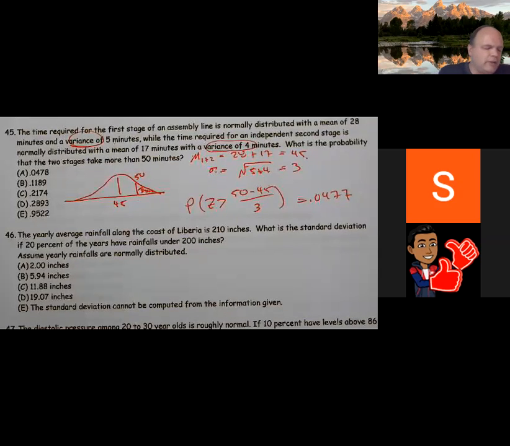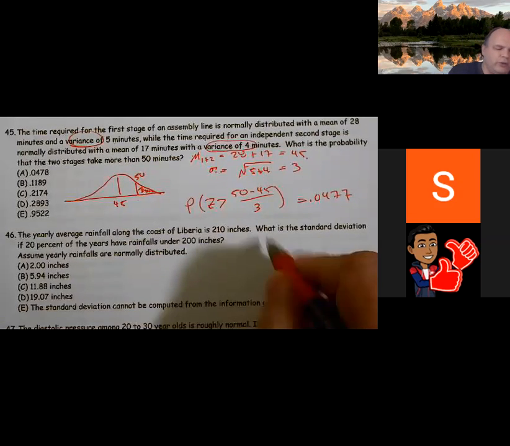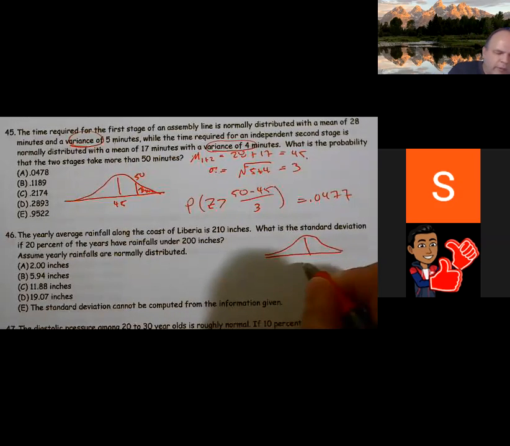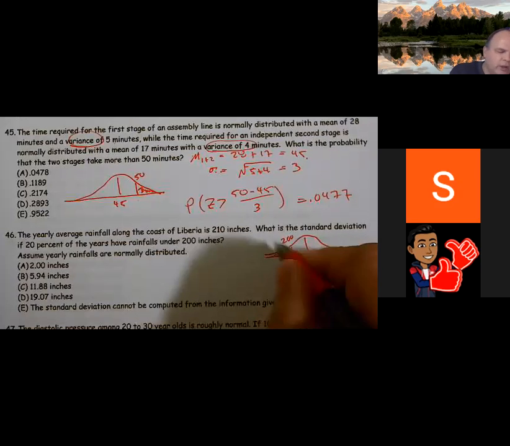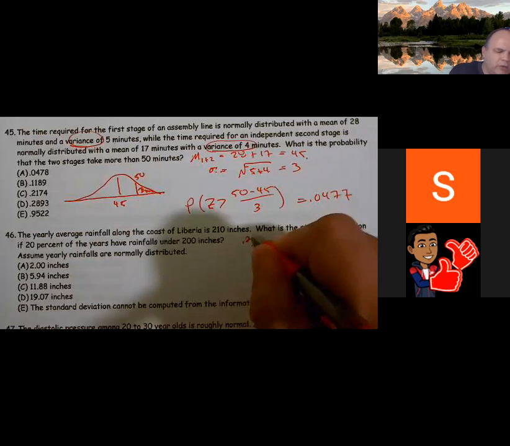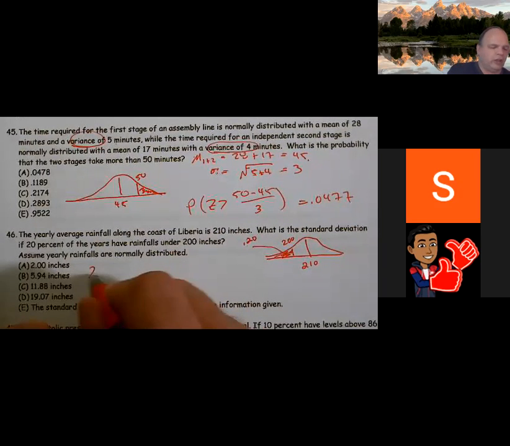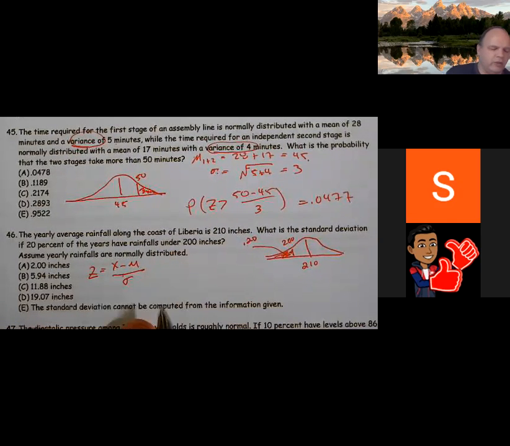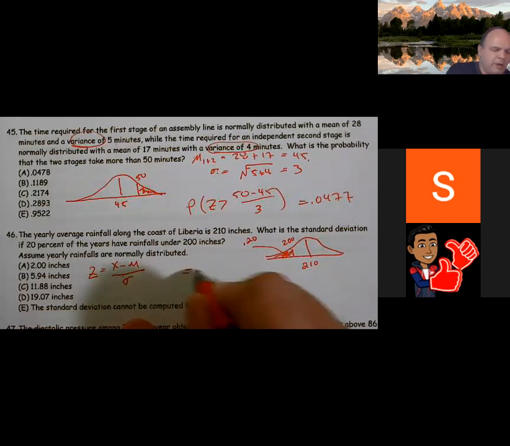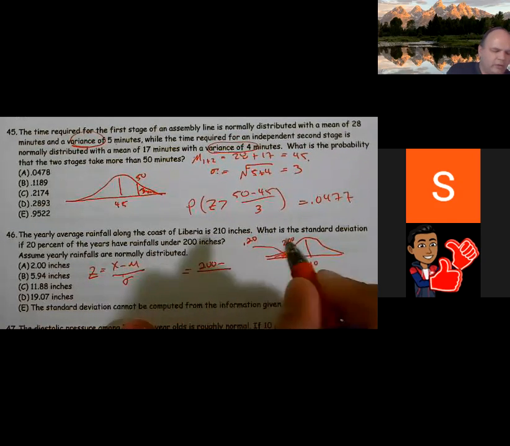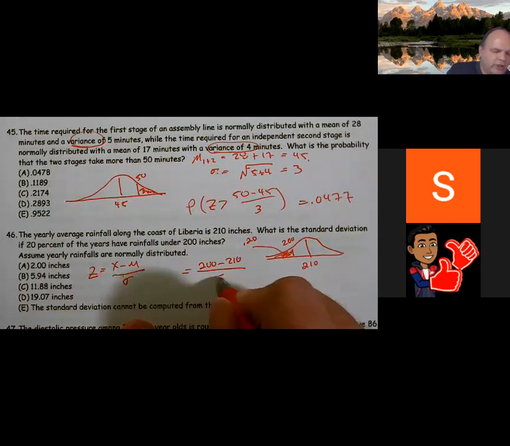The yearly rainfall along the coast of Liberia is 210 inches. What is the standard deviation if 20% of the years have rainfalls under 200 inches? So we have a mean of 210. We want to know what it is if this is 200. Well, we know that this area is 0.20. So Z equals X minus mu over sigma. I don't know my standard deviation, but I have 200 minus 210. We're looking for standard deviation.